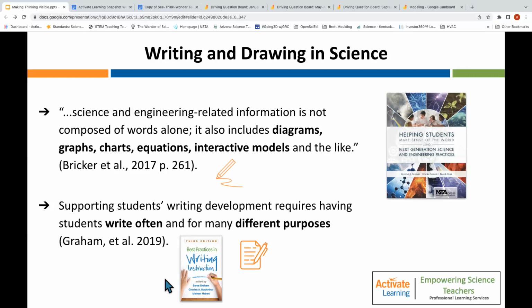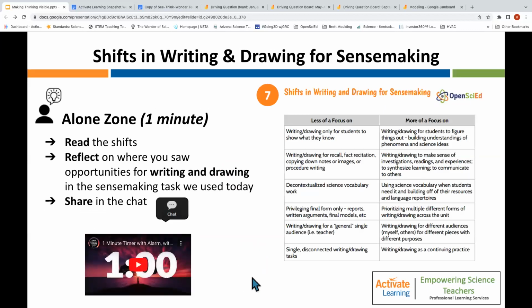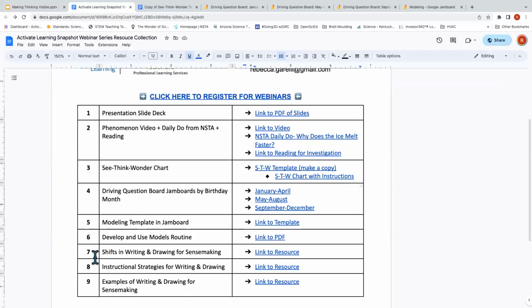Writing for different purposes. And we're going to reflect on the different ways I had kids and I had you engaging in these different writing and drawing strategies. So now we're going to go into shifts in thinking about writing and drawing. So I'm going to invite you to come to number 7 right here. This is a resource from OpenSciEd. Go ahead and read that.